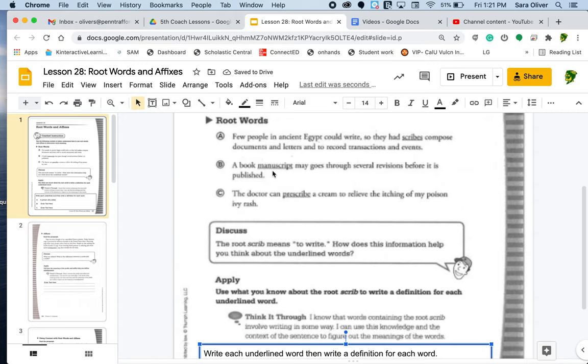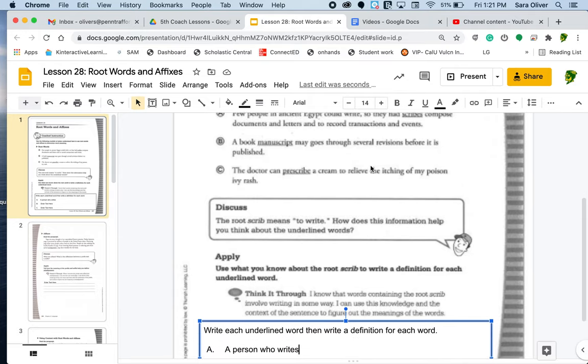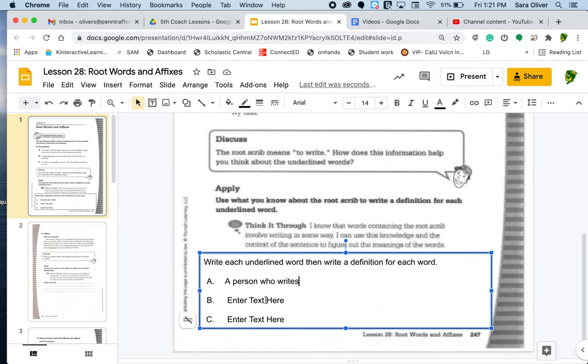B. A book manuscript may go through several revisions before it is published. I see that word scribe in here. And it says that it goes through revisions, which I know is editing something. So this makes me think that it's a rough draft.